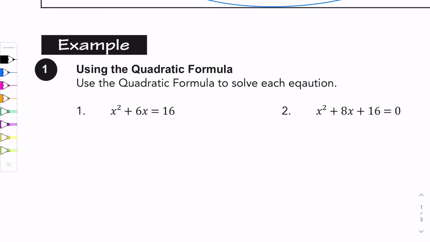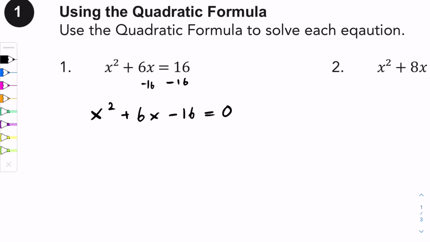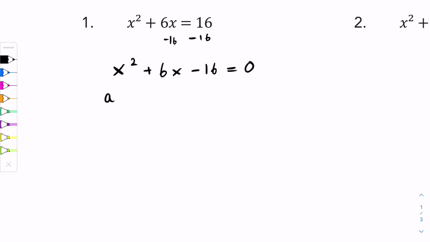Okay, number one, we need to get into standard form. So first, subtract 16 from both sides: x squared plus 6x minus 16 is equal to 0. From here, I know my a value is 1, my b value is 6, and my c value is negative 16. Oops, I forgot the negative sign there. Negative 16.